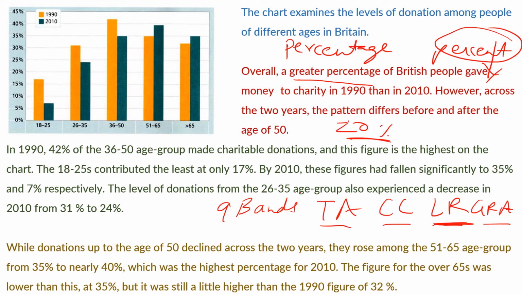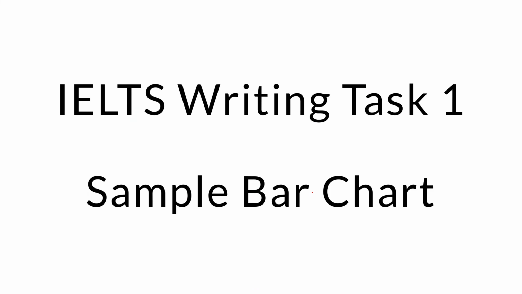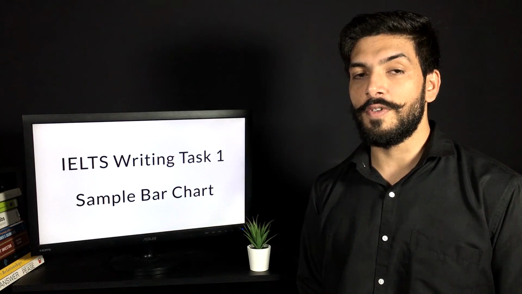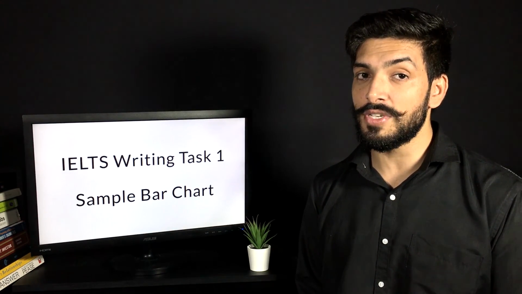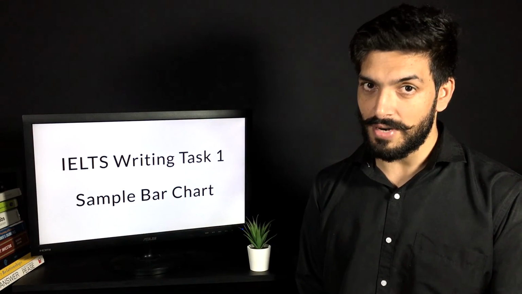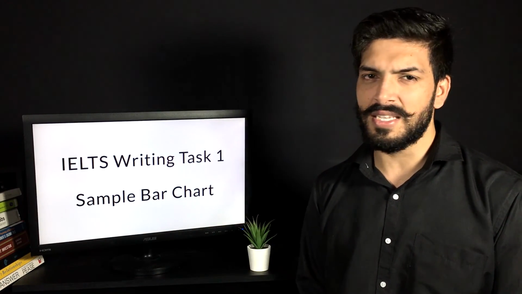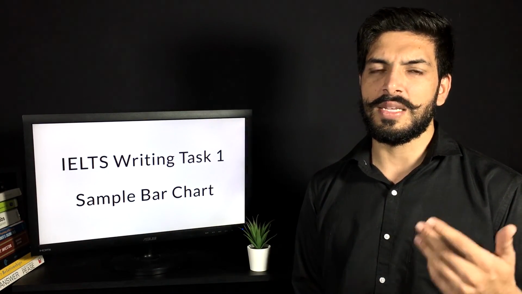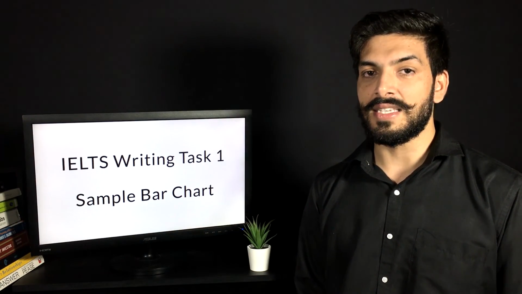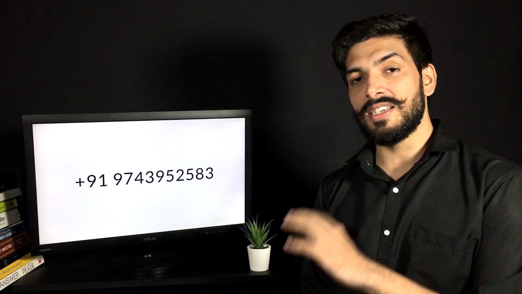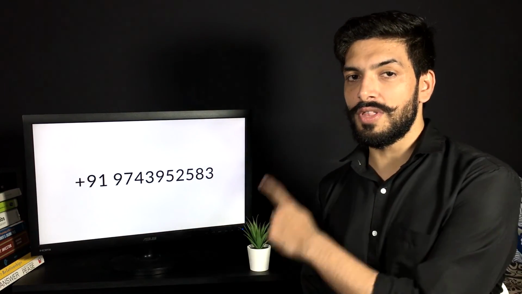I hope you understand the answer. You can also send your answer to the number which I have provided in the other part of the video. Good luck. This was your sample for a bar chart which can fetch you 9 bands. As it was provided by Cambridge, it can definitely do that. Alright. So if you write a similar answer, with similar grammar range or similar vocabulary, that is lexical resource, you can also get that.